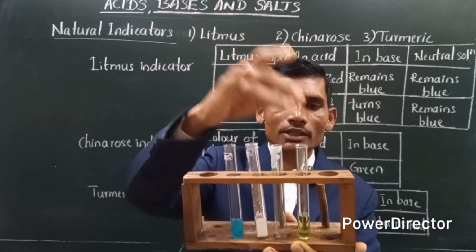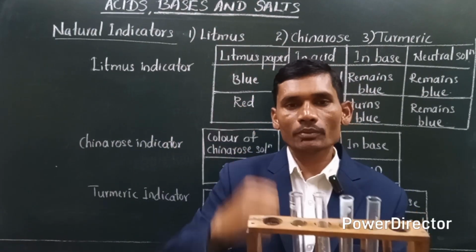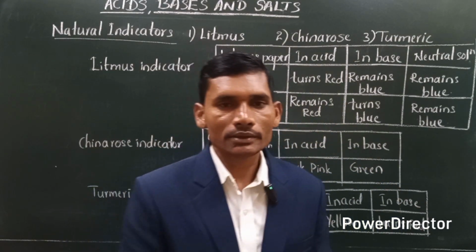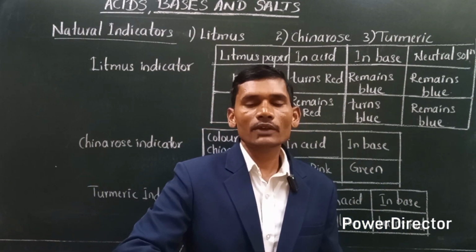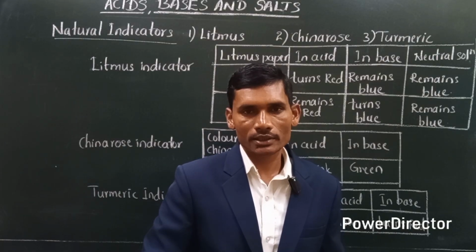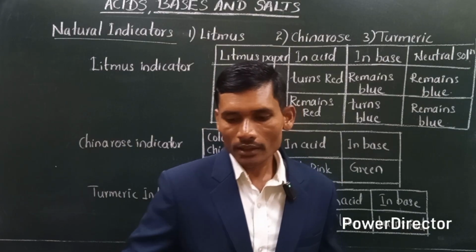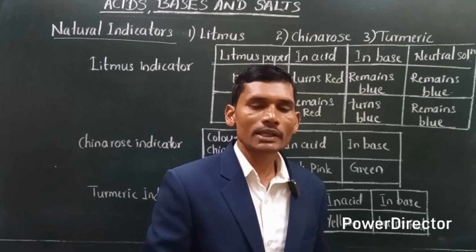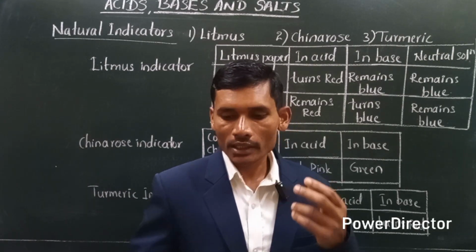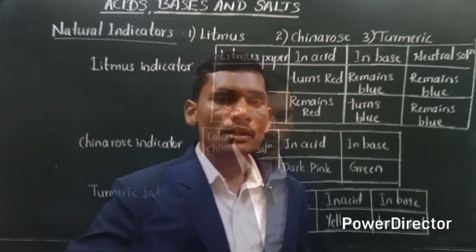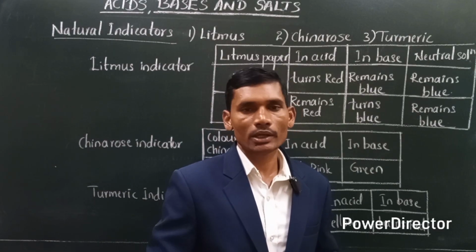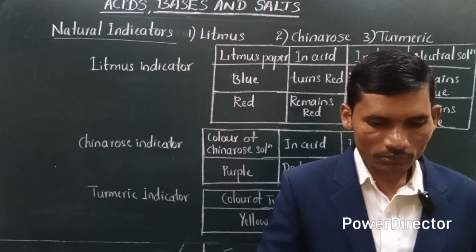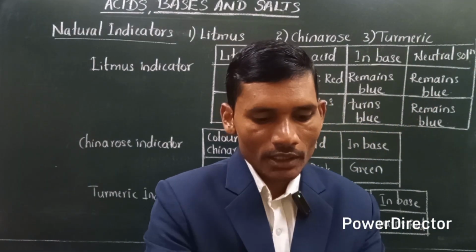Let us check whether these are acidic or basic. We must know that litmus paper, if it is blue, turns red in acid, and if it is red, turns blue in base. Blue litmus always turns red in acid, and red litmus changes to blue in the case of bases. Now, taking some acids, first we will check here.